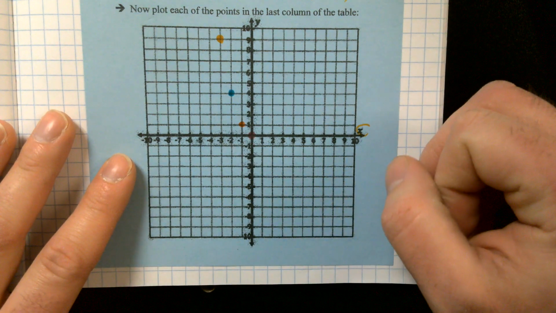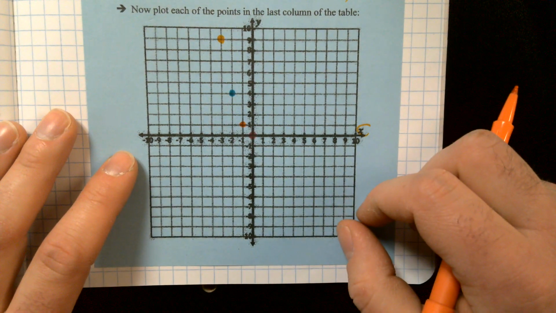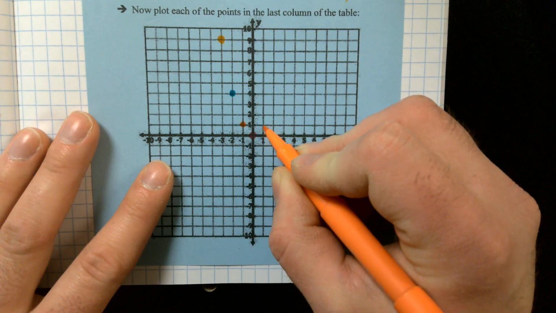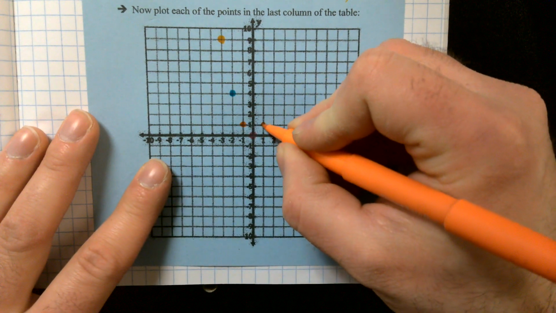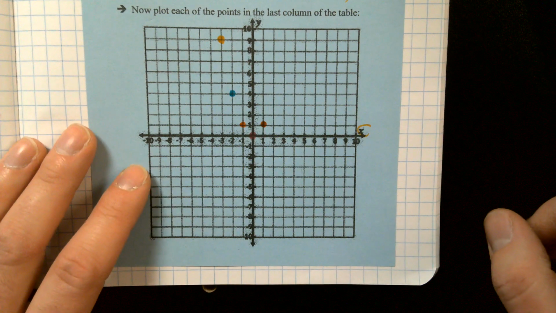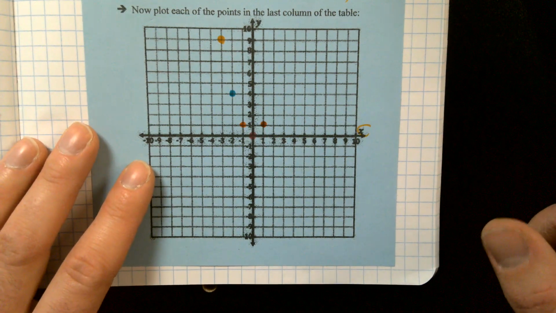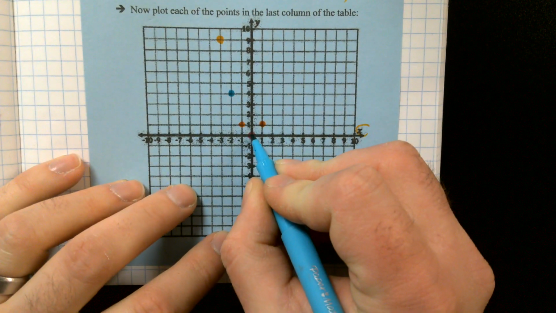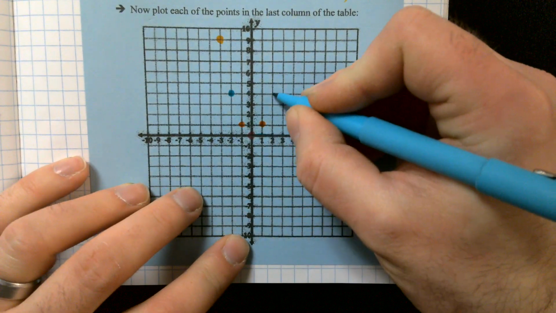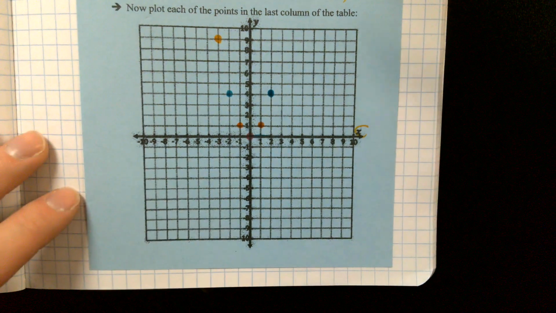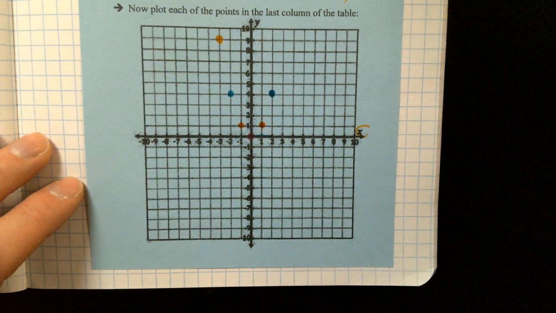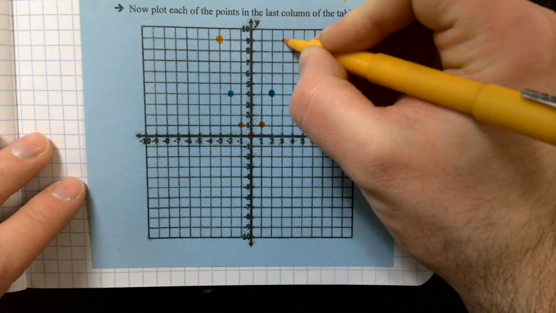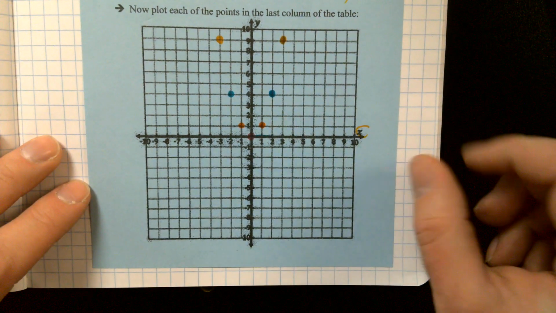What point am I going to plot after that 0, 0? 1, 1. I'm going to go over 1, positive, and I'm going to go up 1, positive. What am I going to plot next? 2 comma 4. At the origin, I'm going to go over 2. I'm going to go all the way up to 4. Make my next dot. You guys starting to see what's happening? What's my last point? 3, 9. I'm going to go over to 3. I'm going to go all the way up to 9. I'm going to make my last point.